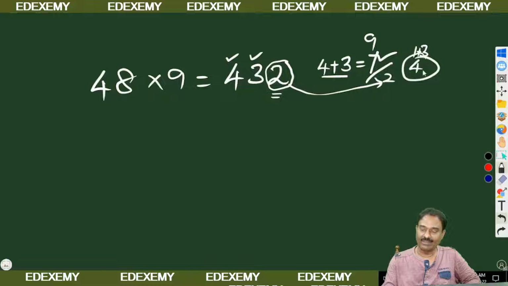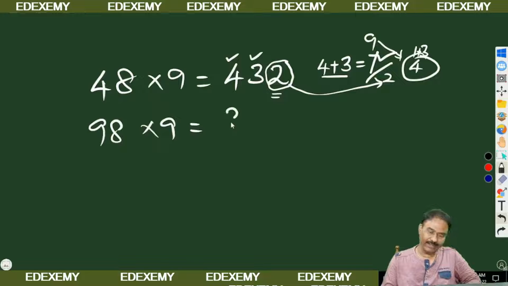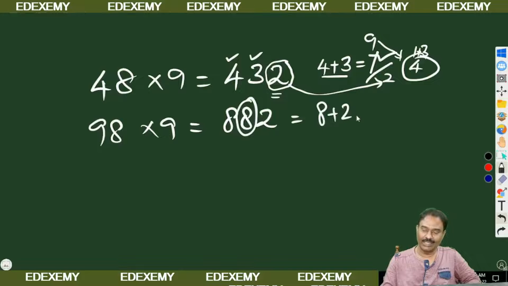If the answer is 13, then 1 plus 3 is 4. You have to reduce it to a single digit. Suppose 98 into 9. If he writes 98 and we multiply by 9, the answer will be 882. If he decides to hide this number 8, then you just add 8 and 2, which is equal to 10. Then you add 1 plus 0 again and reduce it to a single digit. So 9 minus 1 is 8, the digit which he has hidden.